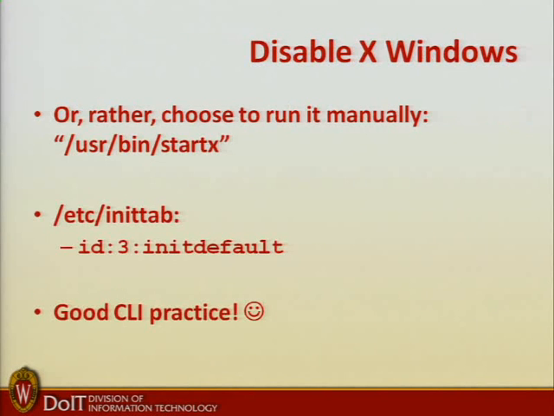Pretty obvious: disable X Windows. It's a big set of services. Eats RAM. You can still use it, you can run it manually, but disable it by default at boot. The concept of run levels: run level 5 is full graphical multi-user mode. Run level 3 is full multi-user mode without the graphical stuff. So you can change /etc/inittab, instead of the line that says id:5:initdefault, you just change it to 3 and reboot. It's also good command line practice. We all need good command line practice.